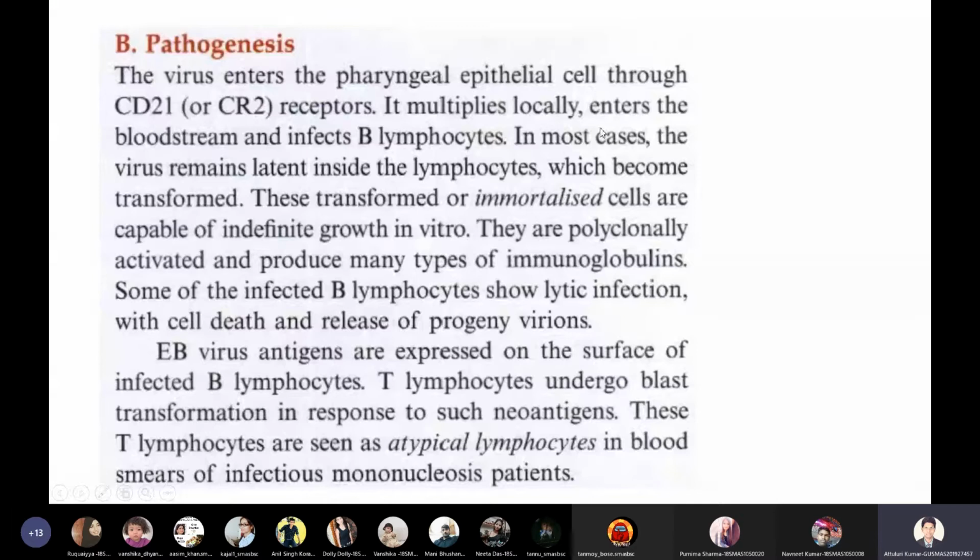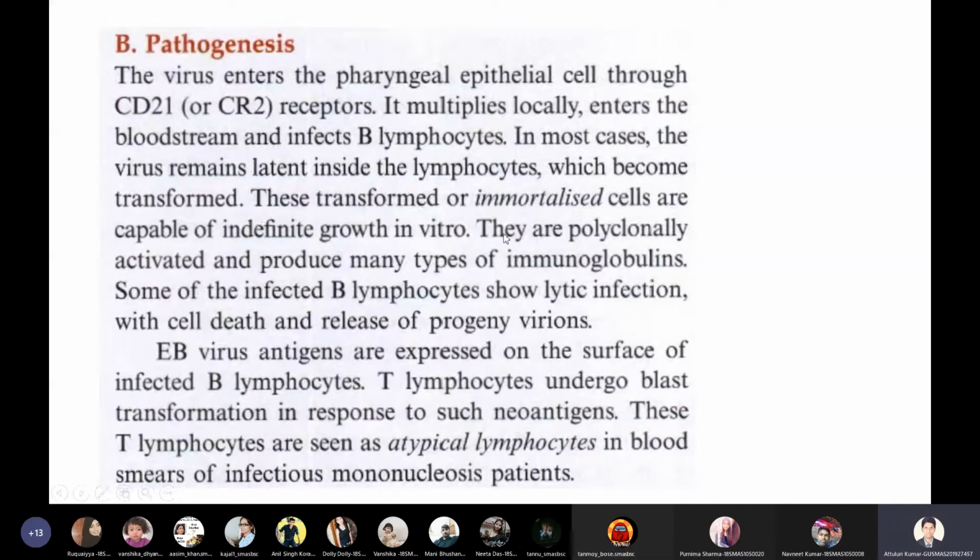Then it will multiply locally, then enter the bloodstream, which is called primary viremia. Then it will infect B lymphocytes, and from here the condition Burkitt's lymphoma will start. In most cases, the virus remains latent inside the lymphocytes. That means it won't show immediate signs and symptoms in the patient, but the cells become transformed.